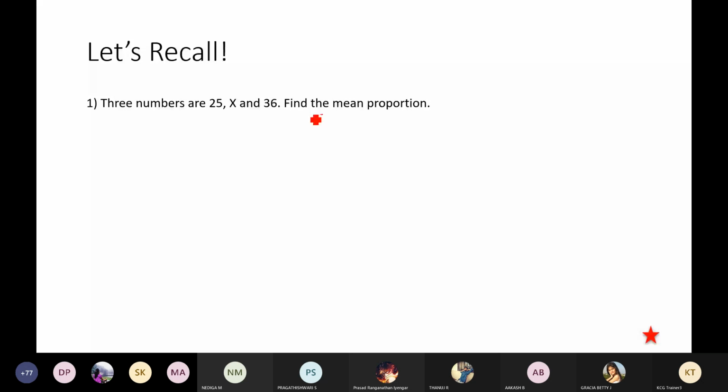What is this mean proportion, sir? It means these three numbers are in a continuous proportion. That's when I say X is actually the mean proportion. Okay. So if these three numbers are in a continuous proportion, A, B, and C, what does it mean? A by B is equal to B by C, right? So substitute the same thing here. So 25 by X is equal to X by 36.